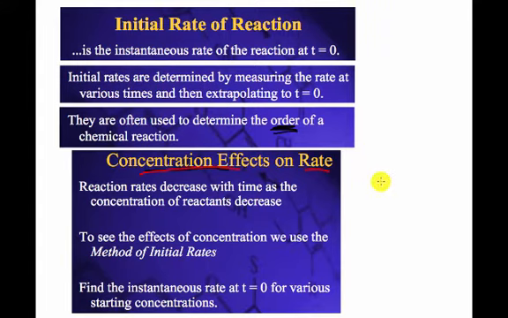Now, not every reaction is going to follow that rule, though. So we're going to have to look at that, and we can't just look at a reaction and figure that out. So the reaction rate is going to decrease as the concentration decreases, for particular reactions. And that's the whole point: what effect does the concentration have on the rate? We're going to use what's called the method of initial rates, sometimes known as the isolation method. I'm going to show you in another video more detailed calculations with the method of initial rates. And we're going to do this at time 0 for various starting concentrations.